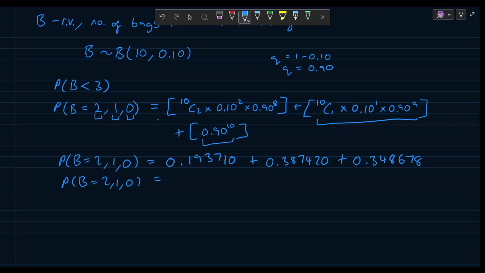Let's add up all our probabilities to get our final answer. So this is 0.193710 plus 0.387420 plus 0.348678, and that's 0.930, correct to three significant figures, and that's our final answer.